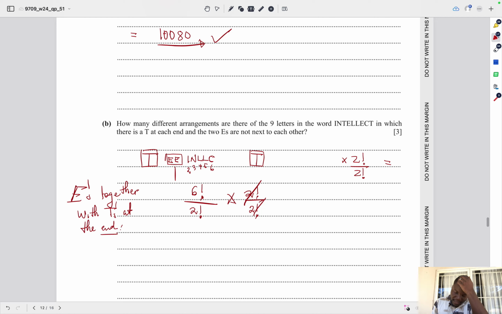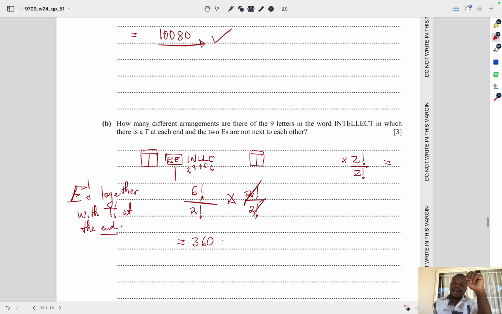Okay, so now what we just need to do is 6 factorial divided by 2 factorial. Okay, so what this is going to give us is 360. This is when the E's are together and there is a T at both ends. Now remember the question says when the T's are not next to each other. So this is when they are next to each other.